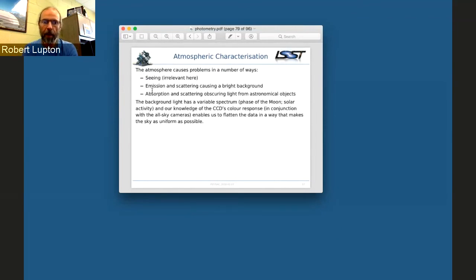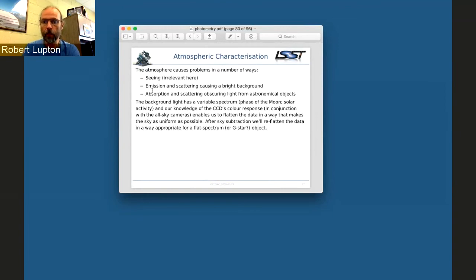So the background light has a spectrum that varies with time. It depends on the phase of the moon, it depends on the solar activity. I guess it also depends on the amount of aerosol. Our knowledge of the CCD's flat response, because we have monochromatic flats, means that if I know the color of the sky, I can flat field the data to flat field the sky optimally. That's one of the reasons why it's hard to do global sky subtraction on wide field images, because all the chips have slightly different chromatic responses. We get a chance to deal with that.